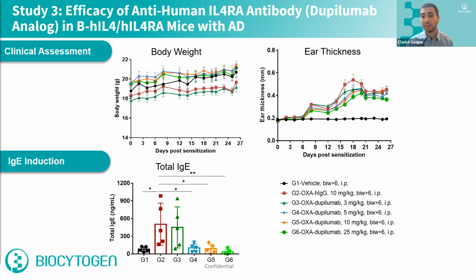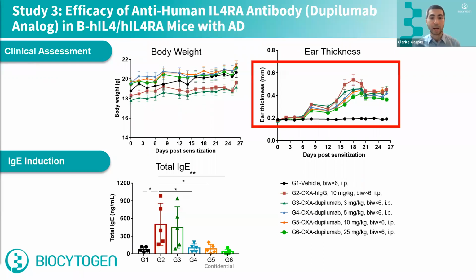And so in this final AD study, the efficacy of the anti-IL-4 receptor antibody Dupilumab was assessed in an AD model using Biocytogen's double humanized IL-4 receptor alpha mice. And so measurements of ear thickness on the top right indicate the highest concentrations of Dupilumab, shown in light green, could improve ear skin edema compared with the oxazolone and isotype control group, as shown in red.